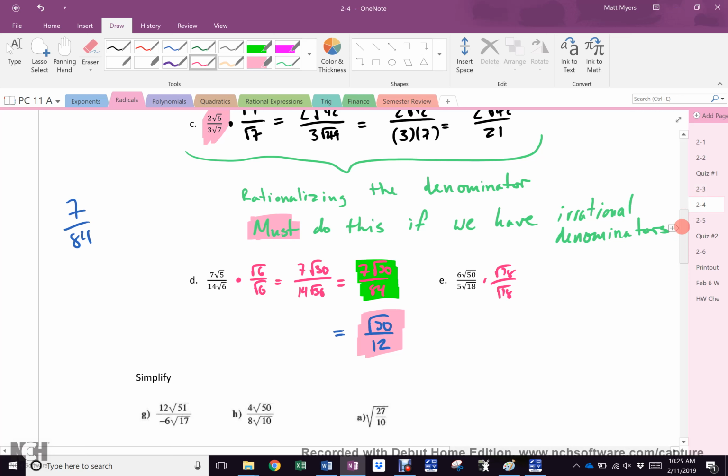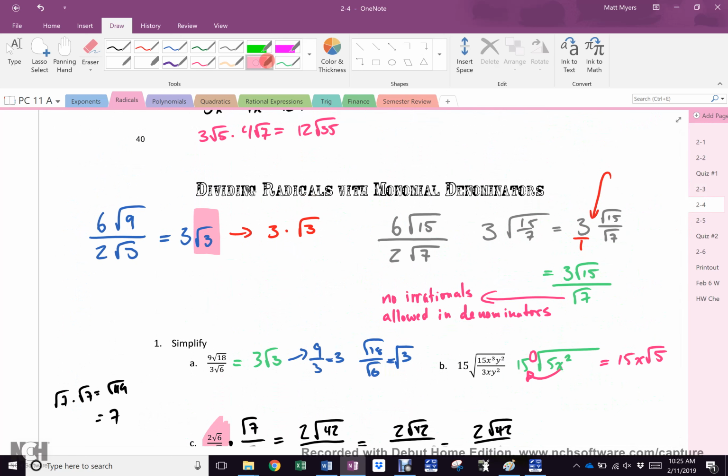Now, before we go on, I want to point something out. What's that say?